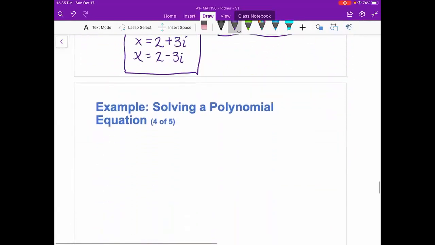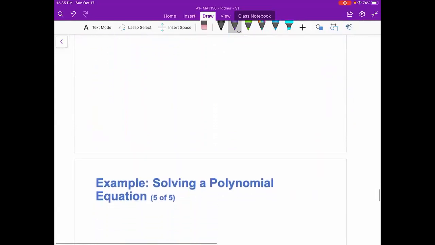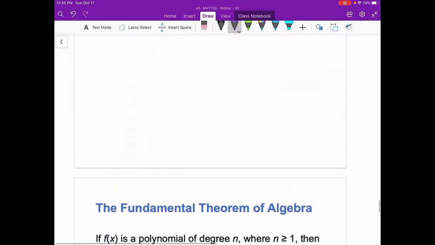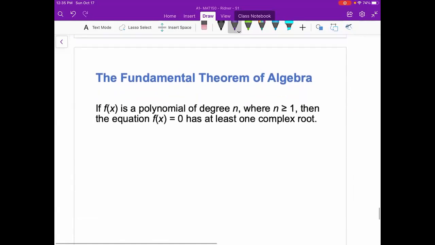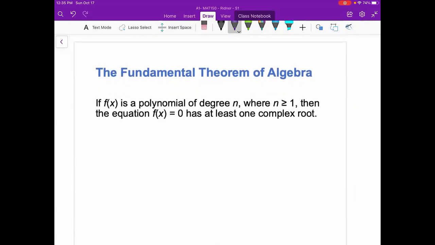All right, and again, I used two less slides this time, actually. Okay, and then there's the fundamental theorem of algebra that says if f of x is a polynomial of degree n, so like if it's x cubed, so x to the third, then the equation f of x equals 0 has at least one complex root.